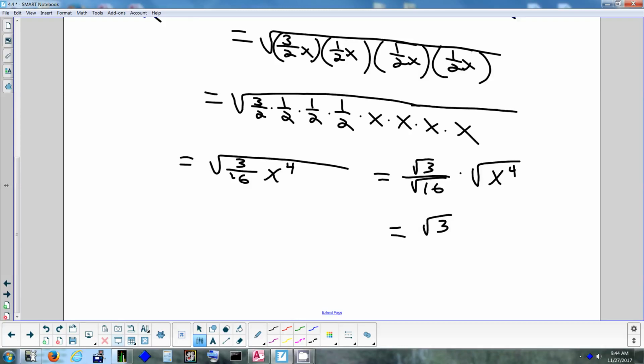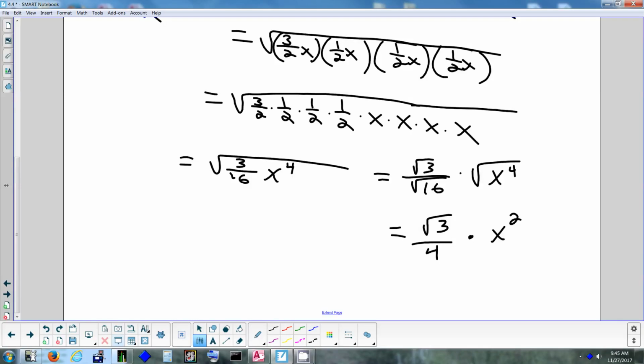How about the square root of 16? When you take the square root of 16? 4. There's the square root of 16. Times, and what would be the square root of x to the fourth? What is it? Yeah, because x to the second times x to the second is x to the fourth. That's the definition of a square root. What can you multiply by itself to get x to the fourth?